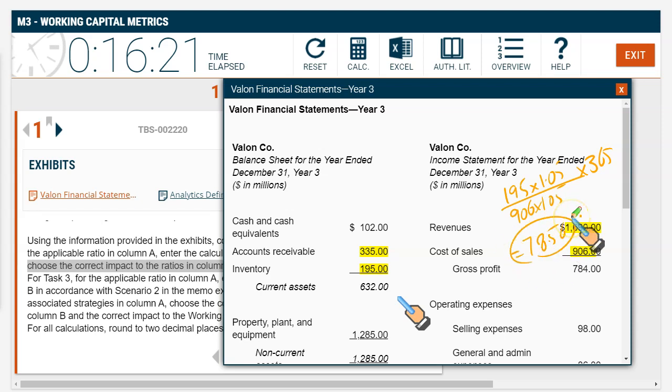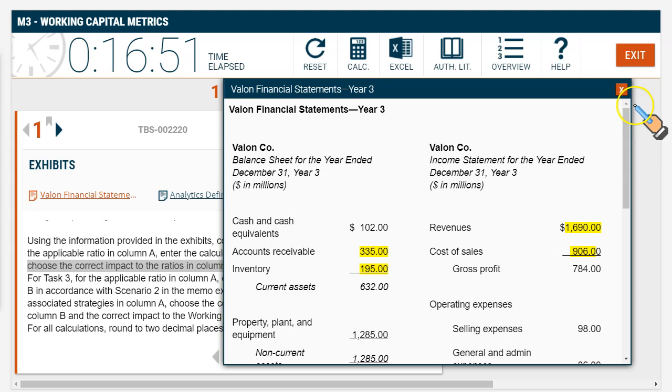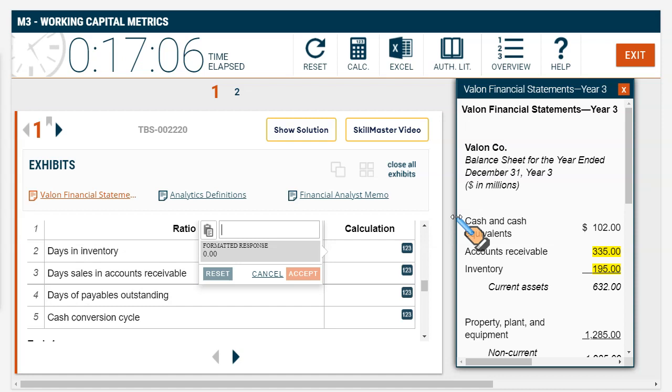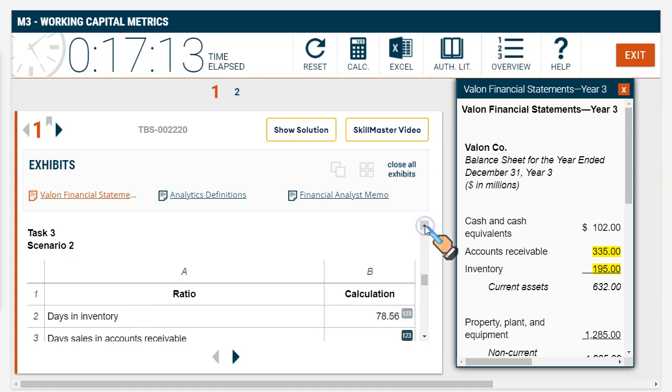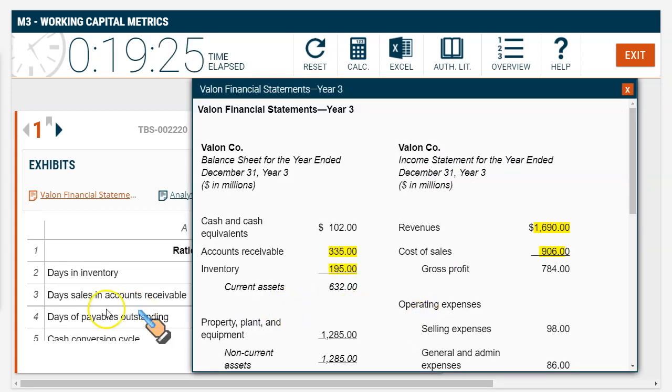So you can enter this number right here, 78.56, and there you go. Right, this was your task 3, remember, scenario 2. Next, we need to calculate days sales in accounts receivable or average collection period, and I hope you would have noted down the information. What we have here is that since we are going to be harsh on our customers, so we are going to collect money quickly, and our AR balance is going to fall by 15%, which means we are going to multiply this factor with 85%.